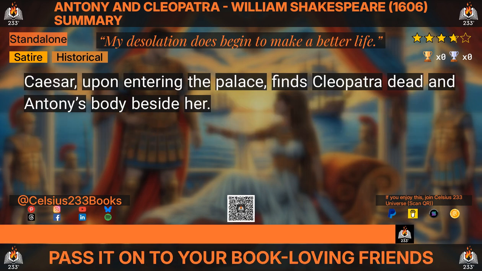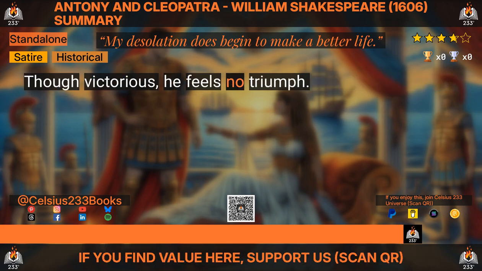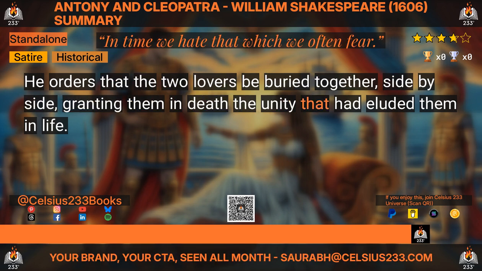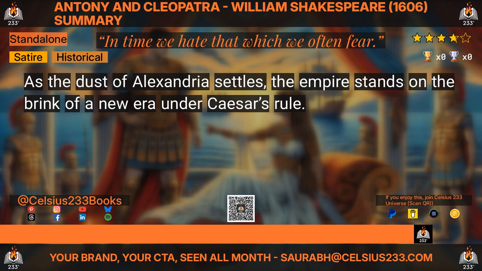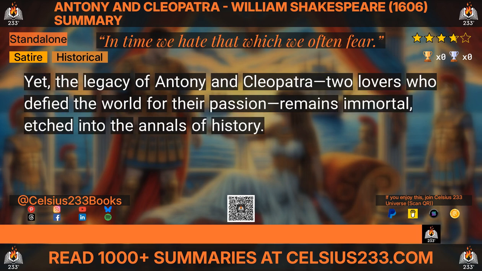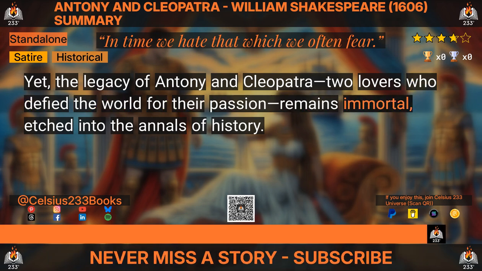Caesar, upon entering the palace, finds Cleopatra dead and Antony's body beside her. Though victorious, he feels no triumph. He orders that the two lovers be buried together, side by side, granting them in death the unity that had eluded them in life. As the dust of Alexandria settles, the empire stands on the brink of a new era under Caesar's rule. Yet, the legacy of Antony and Cleopatra, two lovers who defied the world for their passion, remains immortal, etched into the annals of history.